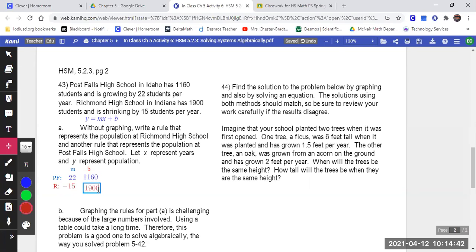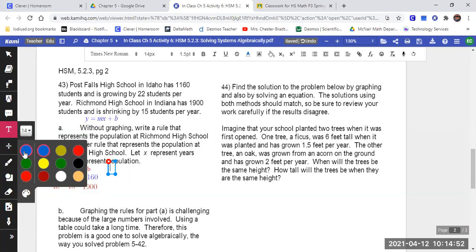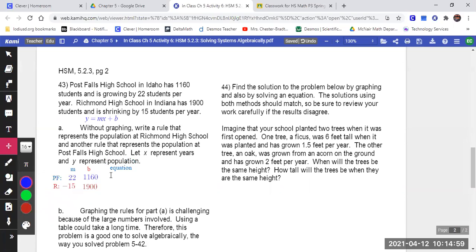$1900. Okay, so now we're going to use this information to make each one's y equals mx plus b. So this is my equation. Starting with Post Falls, y equals, my m was 22, times the number of years, plus it started with 1160. Because it tells you y stands for students, x stands for number of years.